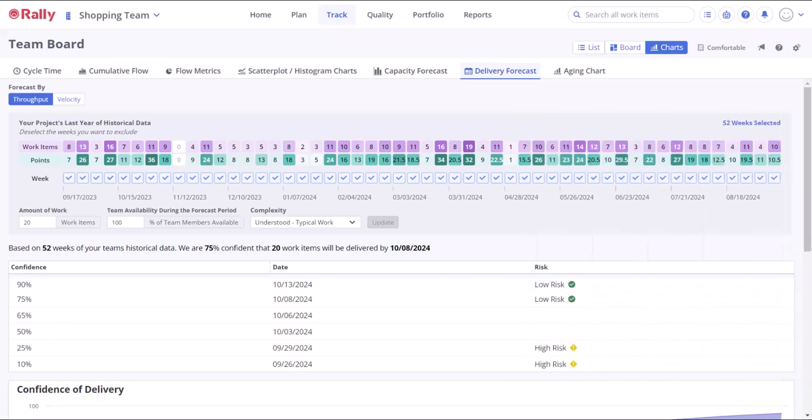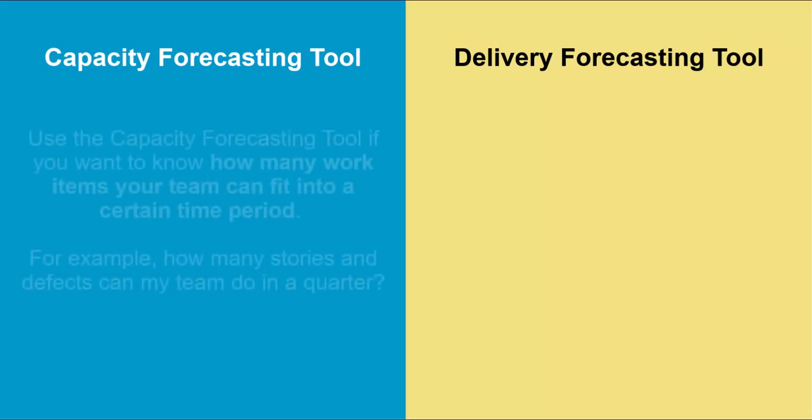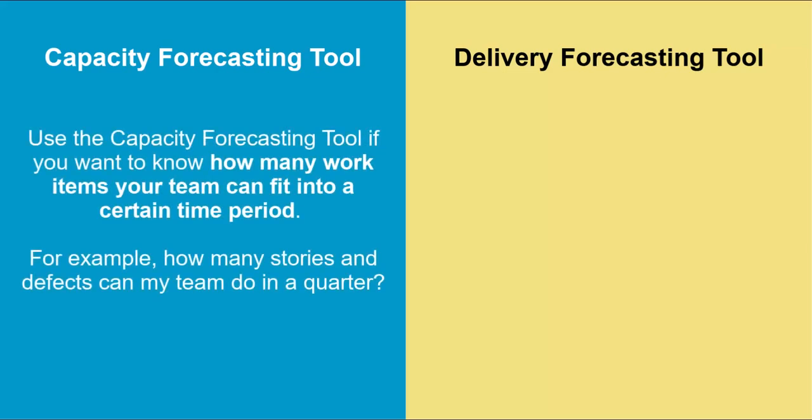There are 2 separate forecasting tools available to you in Rally: the Capacity Forecasting tool and the Delivery Forecasting tool. The following guidelines can help you decide which tool you should use. Use the Capacity Forecasting tool if you want to know how many work items your team can fit into a certain time period. For example, how many stories and defects can my team do in a quarter?